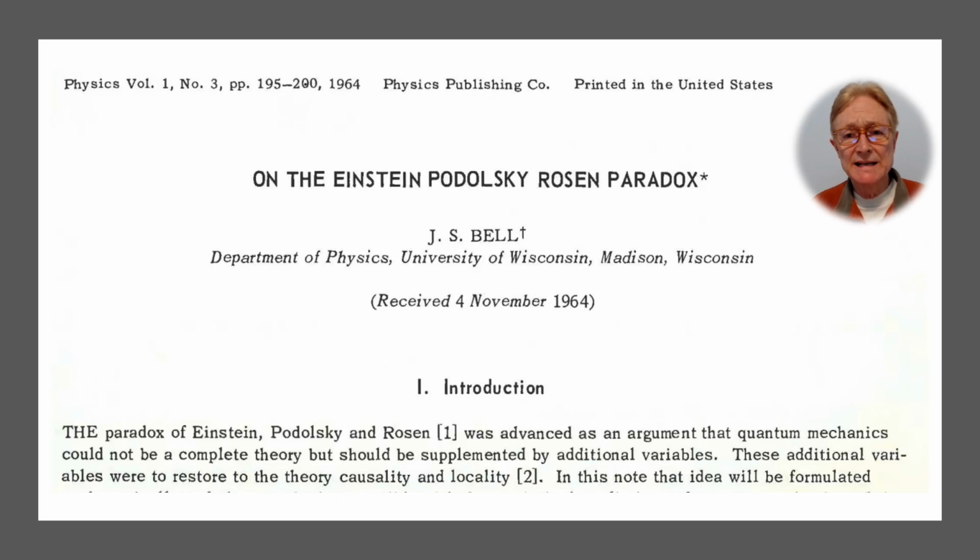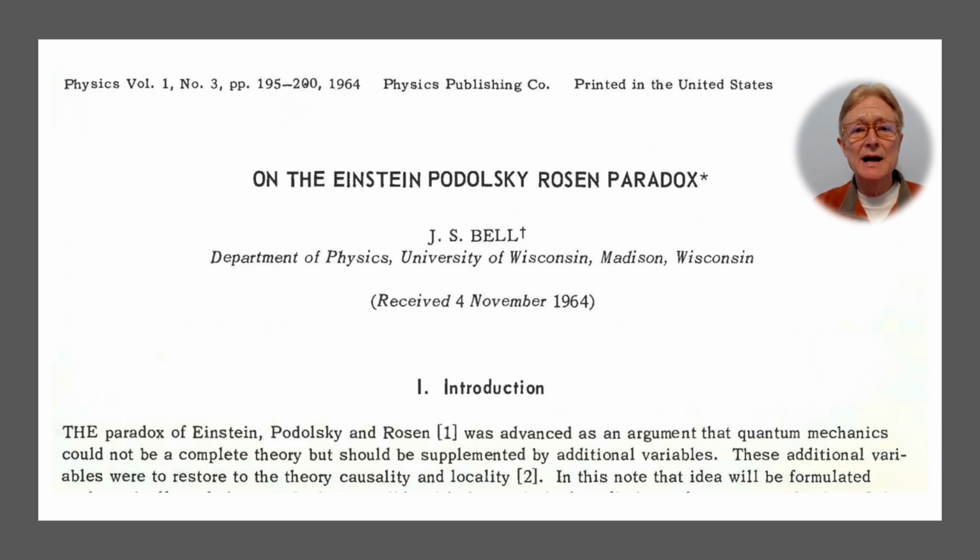As Bell states in the opening of his famous paper, the paradox of Einstein, Podolsky, and Rosen was advanced as an argument that quantum mechanics could not be a complete theory, but should be supplemented by additional variables. These additional variables were to restore to the theory causality and locality.